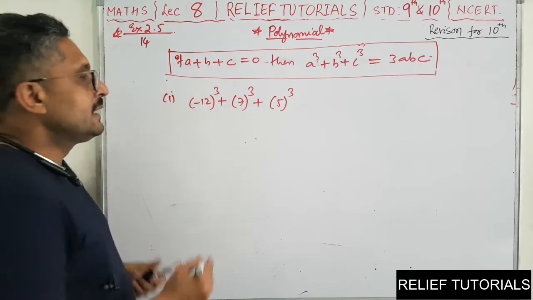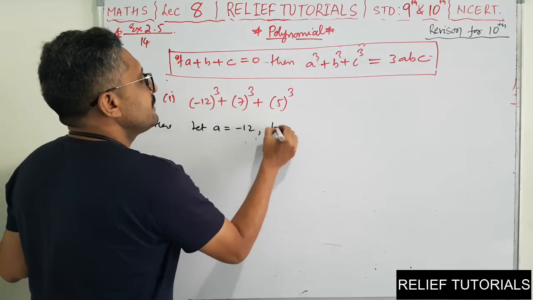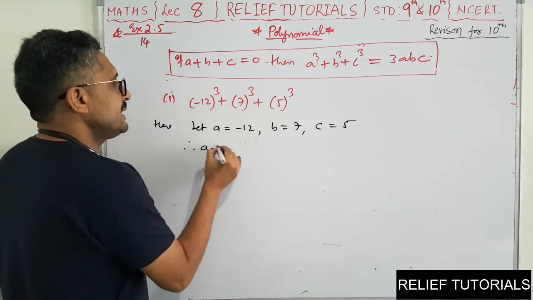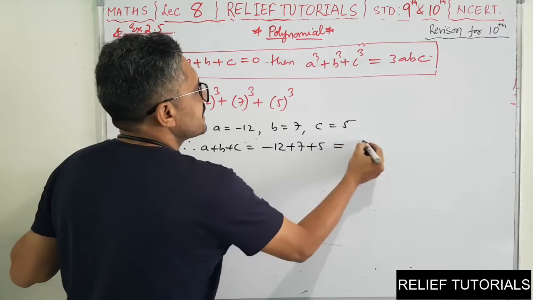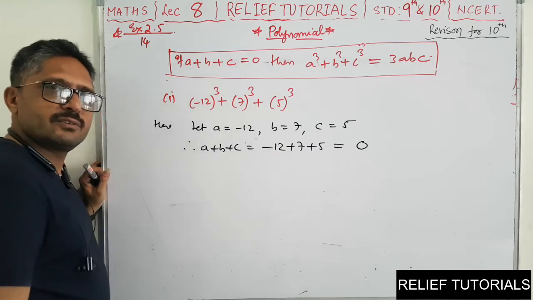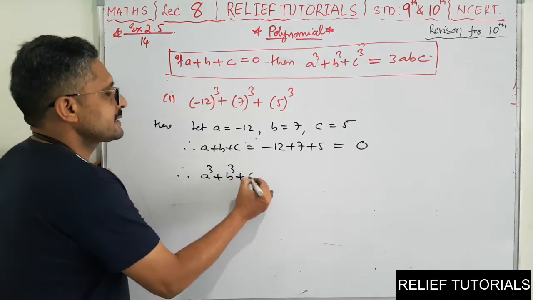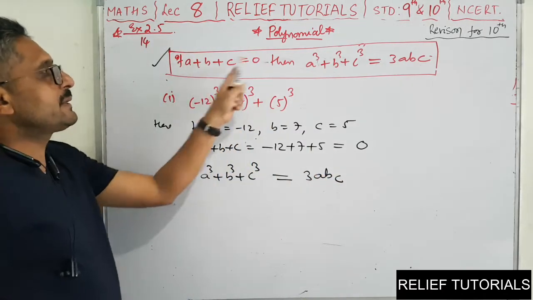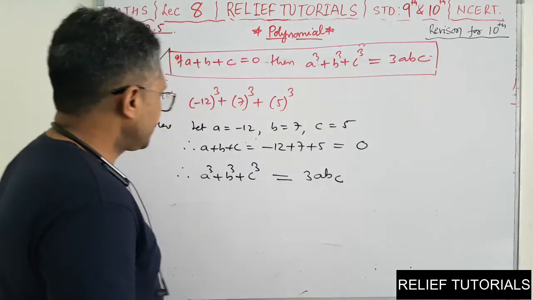So here let a equal minus 12, b equal 7 and c equal 5. Therefore we will see a plus b plus c. That is equal to minus 12 plus 7 plus 5, which is equal to 0. So here a plus b plus c is equal to 0. So if a plus b plus c equals 0, then a cube plus b cube plus c cube is equal to 3abc, this result.